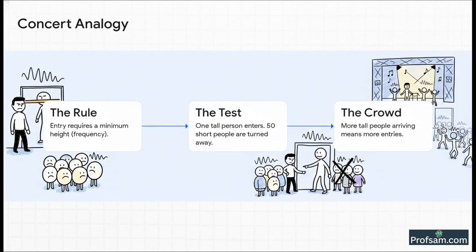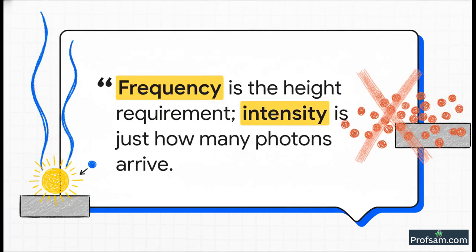So one very tall person, that's our high-frequency photon, can walk right in, no problem. But if a whole crowd of 50 short people, our low-frequency photons, show up, they will all be turned away. It doesn't matter how many of them there are. So, this is the most crucial point to remember. Frequency is the height requirement. Intensity is just how many people or photons show up.